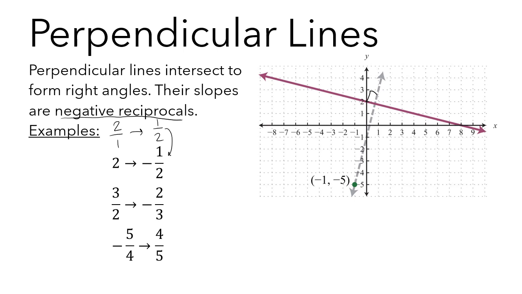It's the same with any fraction or whole number. So 3 over 2 would flip and then change signs to be negative 2 over 3. Negative 5 over 4 would flip and go to positive 4 over 5. So that's what a negative reciprocal is.